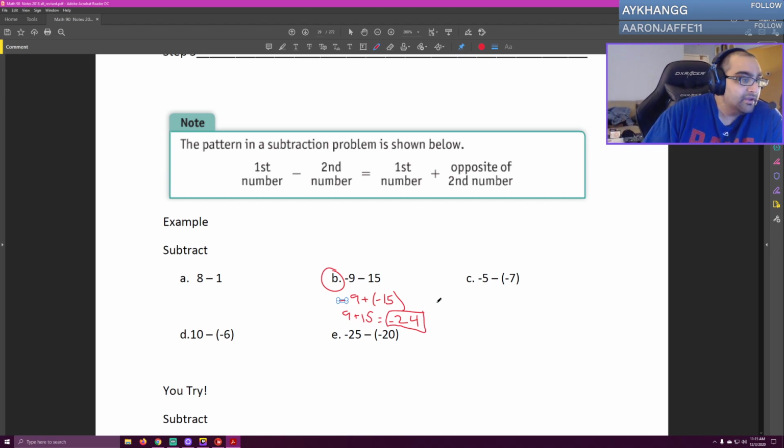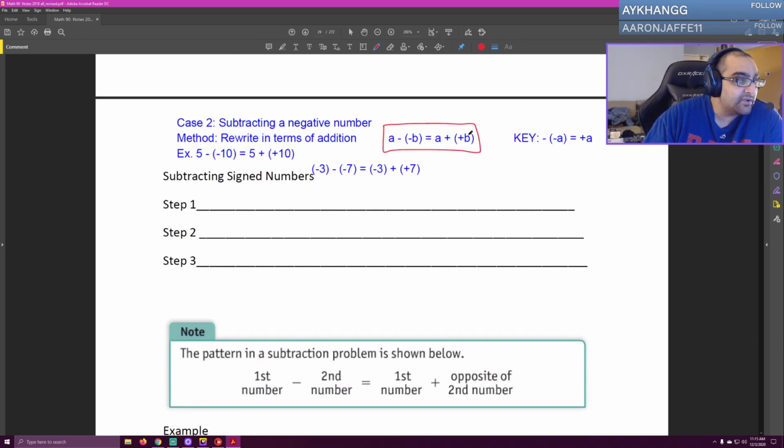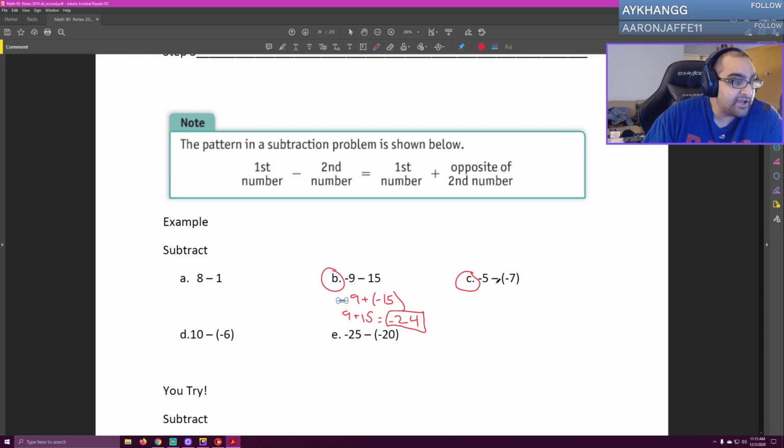Okay, now let's look at letter C here. Letter C says negative 5 minus negative 7. So again, another way to write this, that would be our second case here. We're subtracting by a negative number. So we're going to change both of those to positives. A popular thing to do here would be to make this a positive and to make this a positive as well on the same line. Or again, you can write that on a separate line here if you want.